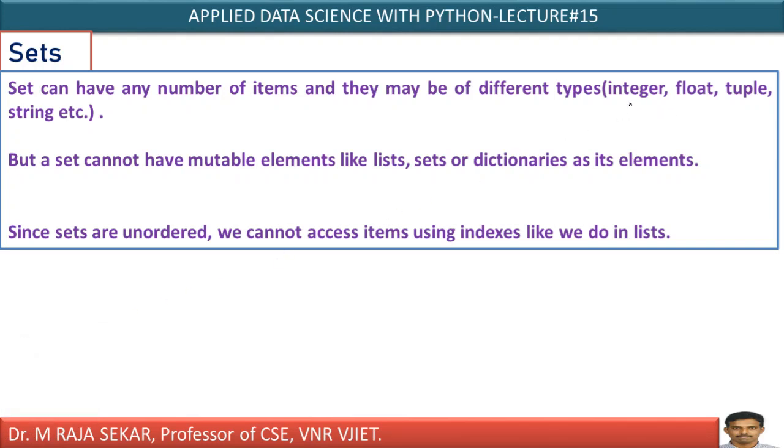Even in a set you can keep different data types: integer, float, tuple, strings. But you must remember, set elements are immutable. Means a set cannot have elements like a list. I cannot keep a list in a set. I cannot keep a set in a set, so nested sets are not possible. I cannot keep dictionaries in sets. In my next lecture, I will discuss what a dictionary is. For the time being, just understand we cannot keep lists, sets, dictionaries inside a set. Why? Because lists are mutable, sets are mutable, dictionaries are mutable.